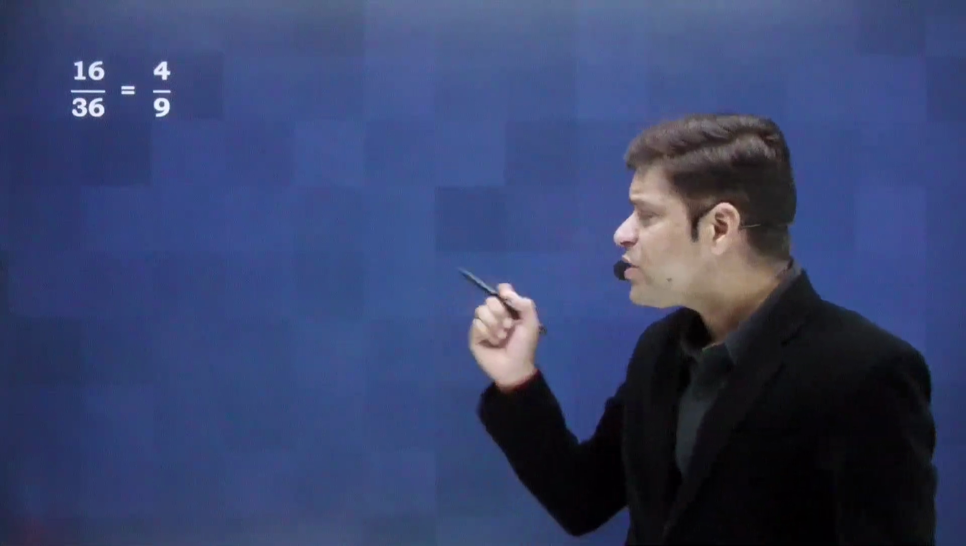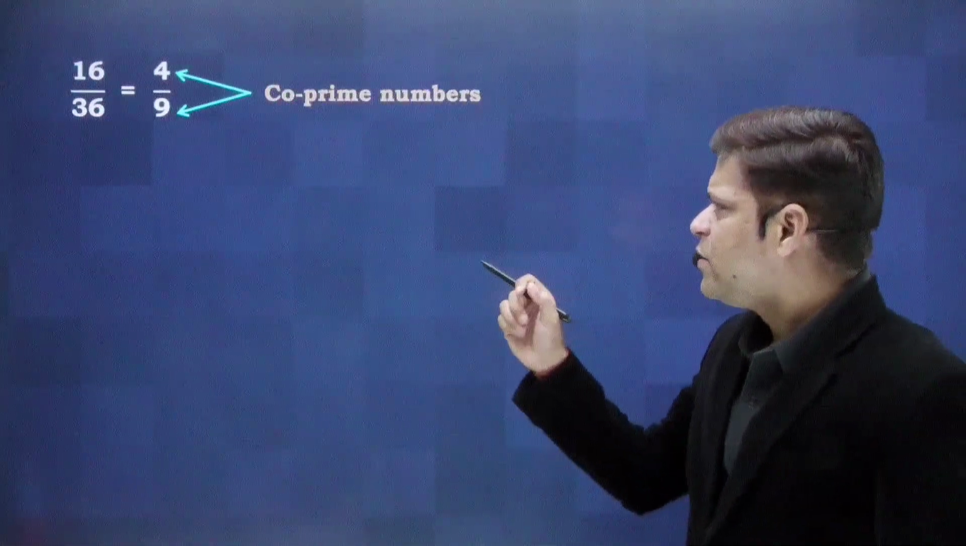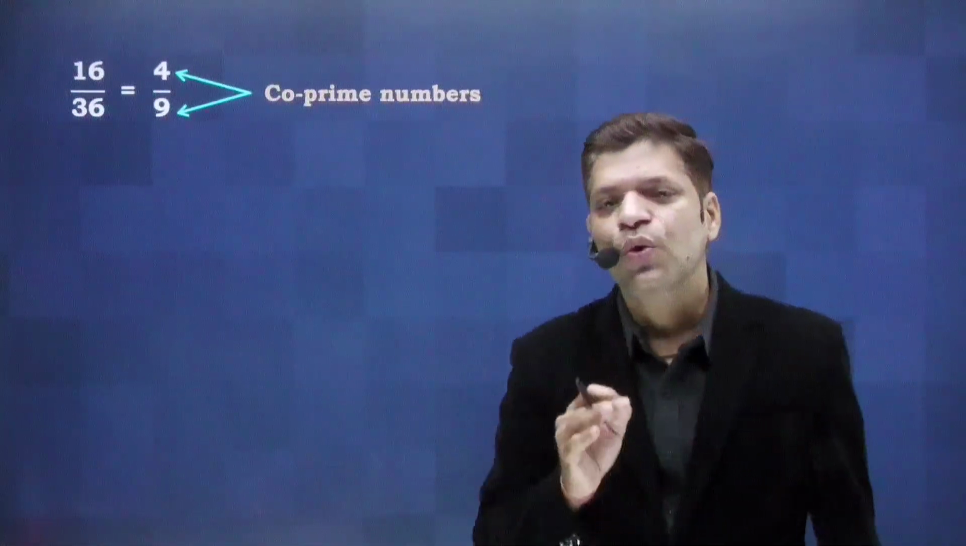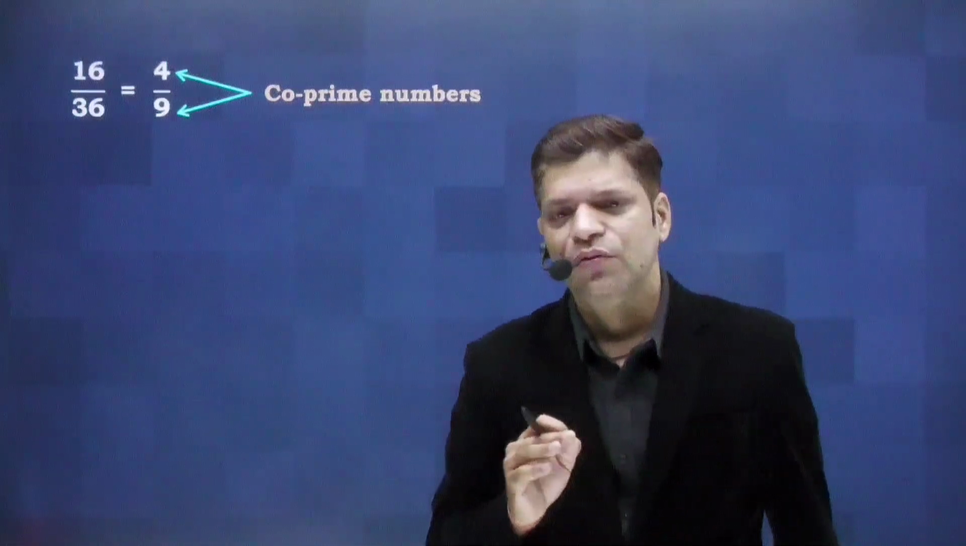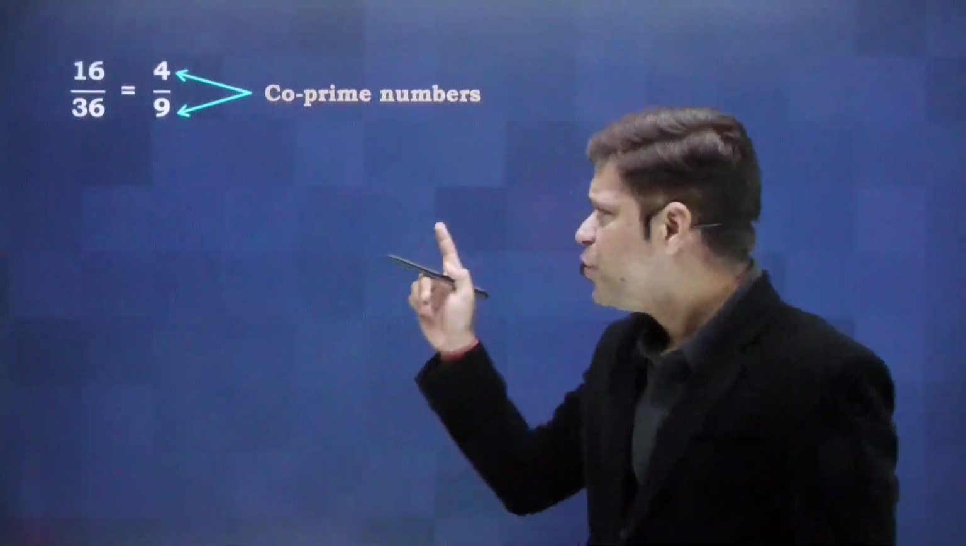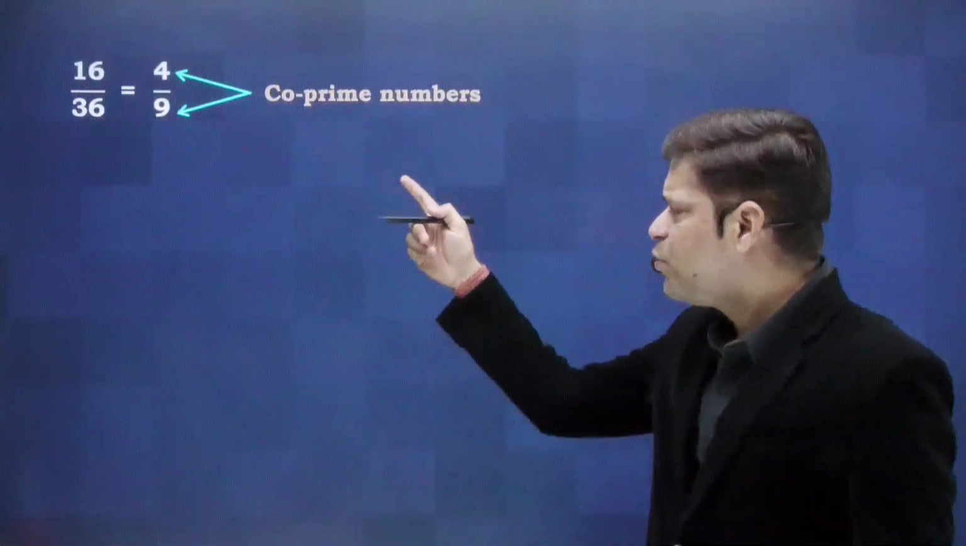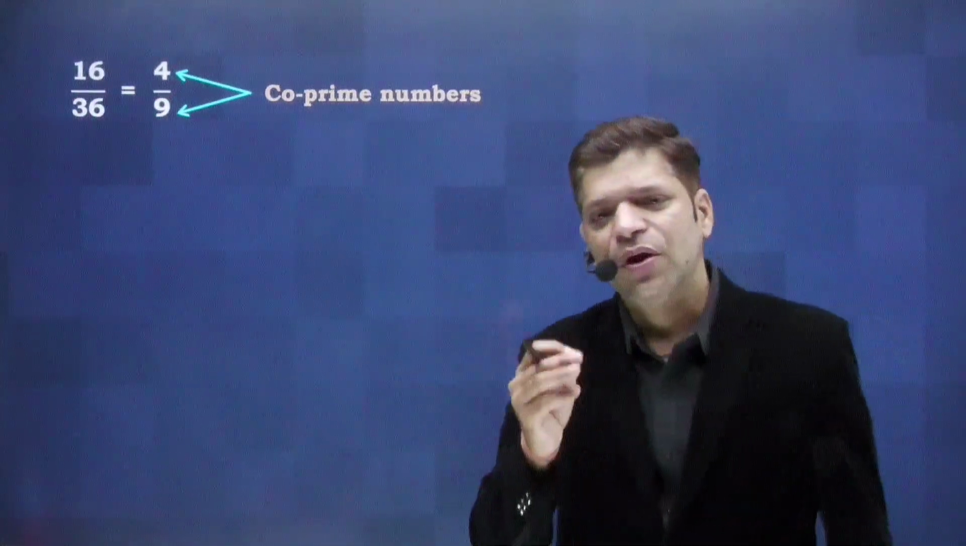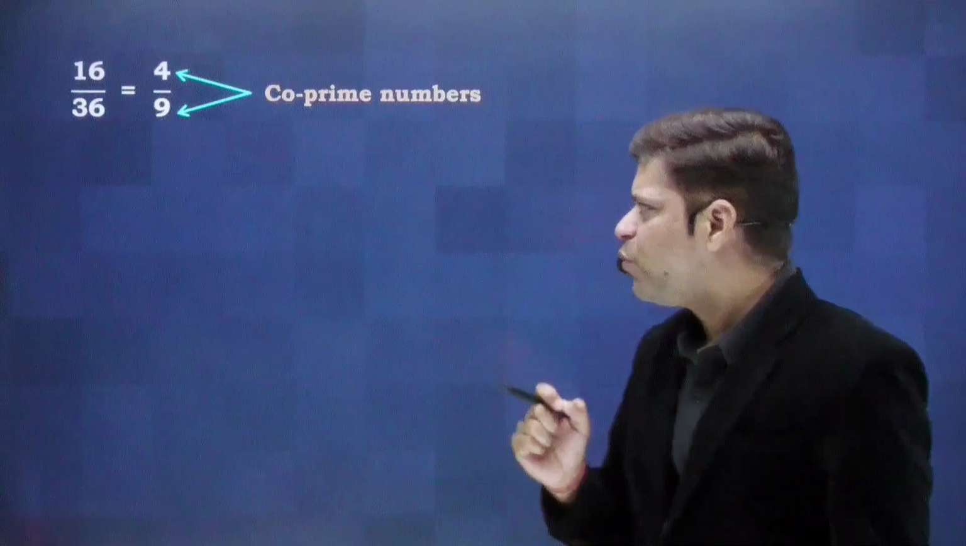As you can see in the example, before revisiting irrational numbers, we first understand the concept of co-prime numbers. Take 16 over 36. By simplifying, we get 4 by 9. Now 4 and 9 are both co-prime numbers, because their common factor is 1.